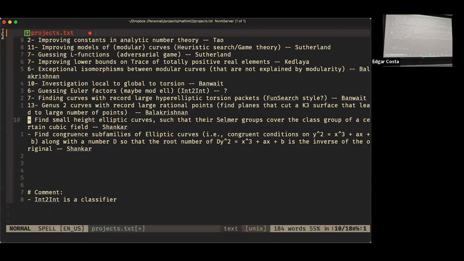What I will propose is the idea of finding small height elliptic curves that suggest that the sum of groups cover the class group of a certain cubic field. Finding congruent elliptic curves so that we understand how the root number changes. That's how I understand the problem.